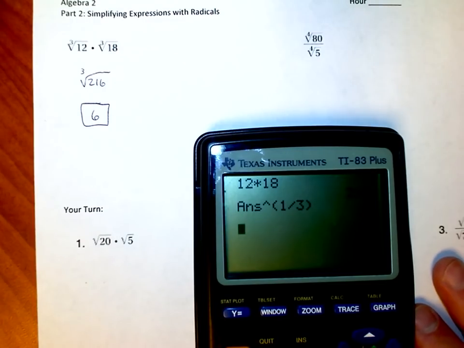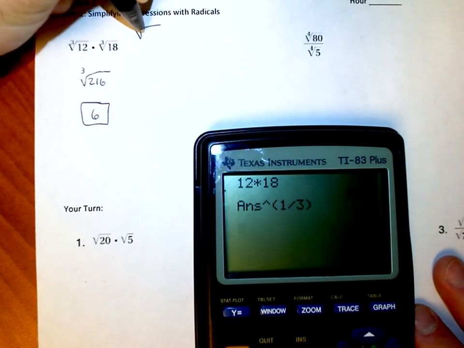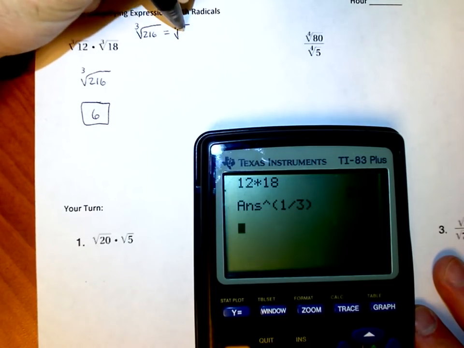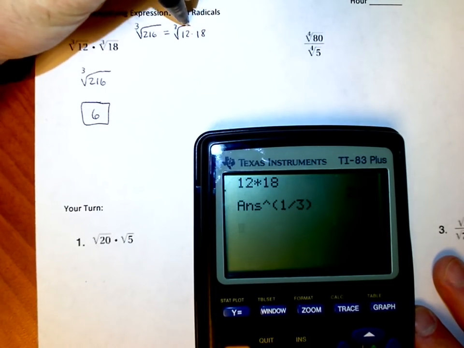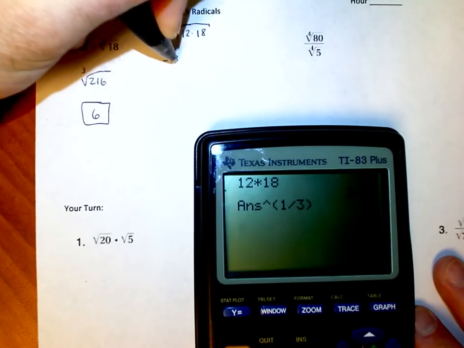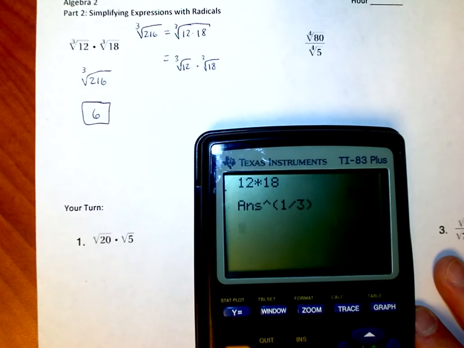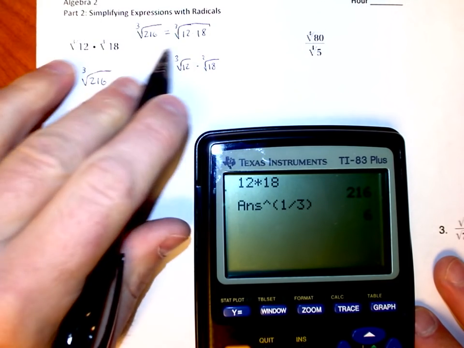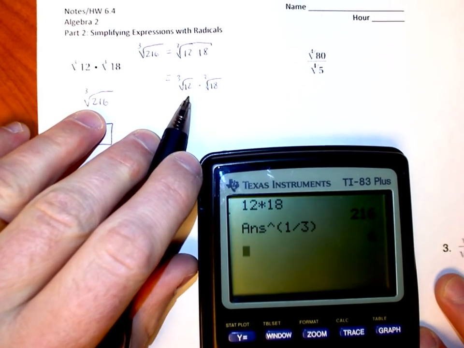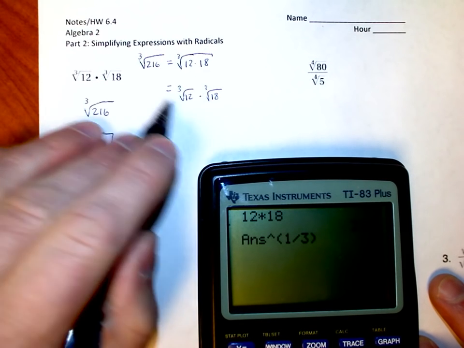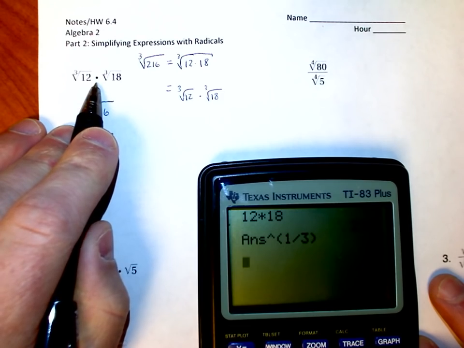And the rule works backwards too. If I was starting with the cube root of 216, I could have broken that up into the cube root of 12 times 18, which is the cube root of 12 times the cube root of 18. And it's actually the backwards approach that I just showed that's going to be more helpful later on in our problems. The idea is that we can take it and break it apart using multiplication or division.